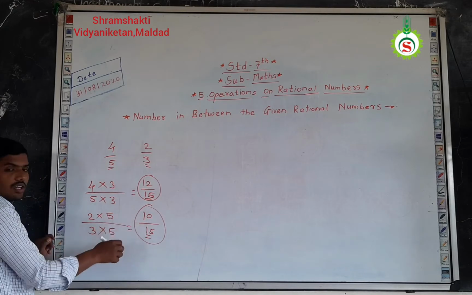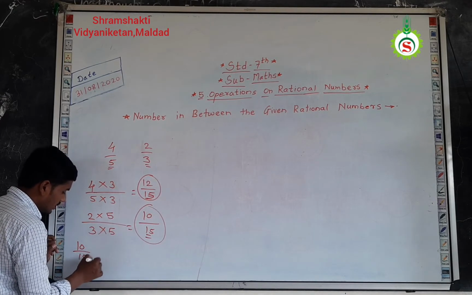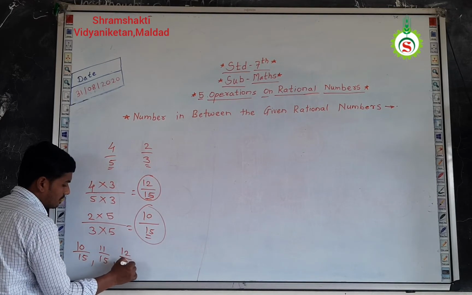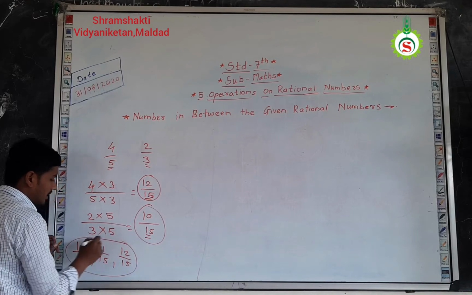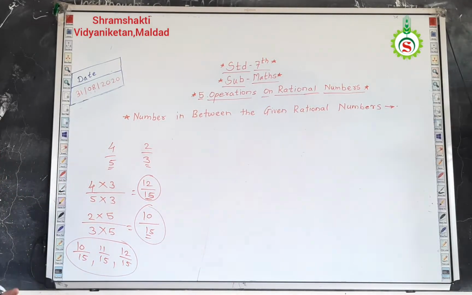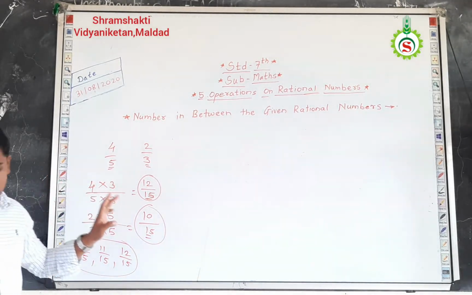That means now we can easily write out the numbers in between the two numbers. So which is the smaller number? That is 10 by 15. So 10 by 15. After 10 by 15, 11 by 15 and 12 by 15. So that is the number in between the given rational numbers. So I think all of you are able to find out the number in between the rational numbers.